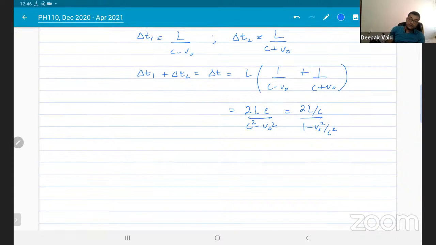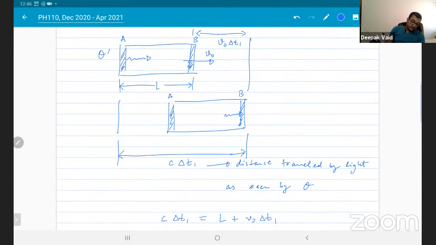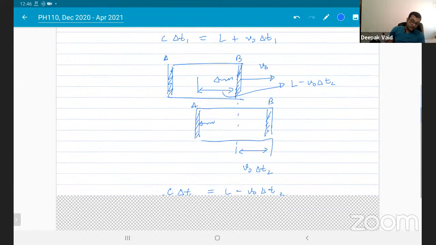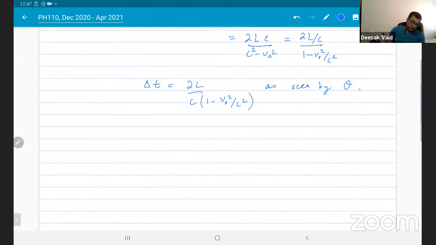Right? So this is the total time it takes for light to complete one whole cycle as seen by O. So delta T is equal to 2L by C times 1 minus V naught square by C square, as seen by O. Now you remember that in the rest frame of the clock, delta T prime is the time taken in the rest frame of the clock.